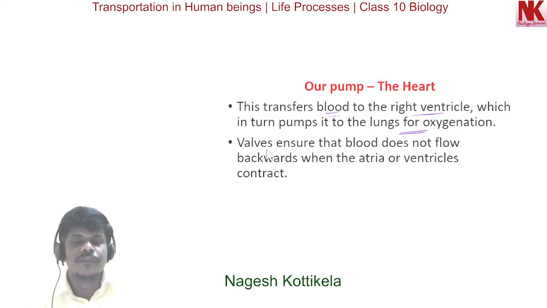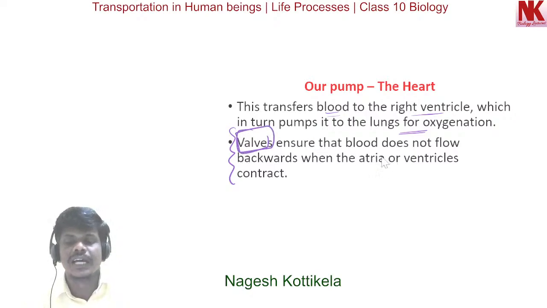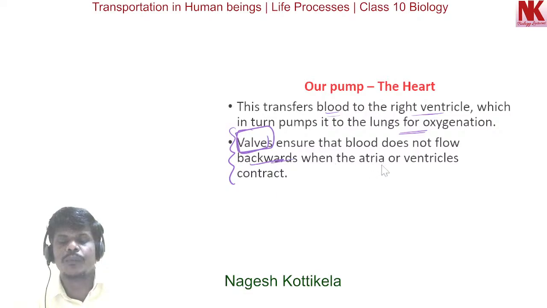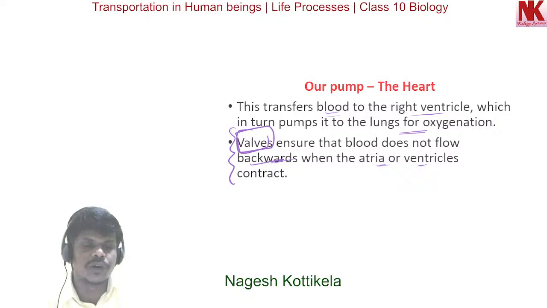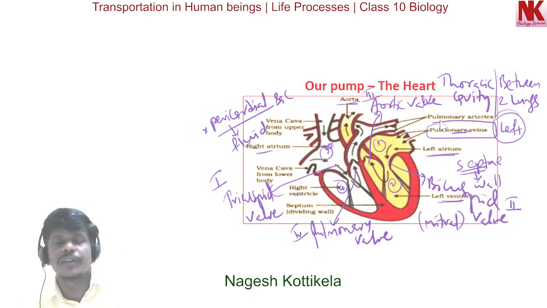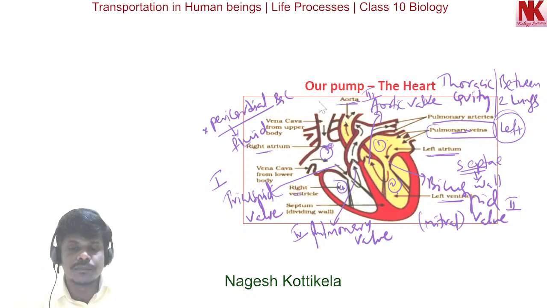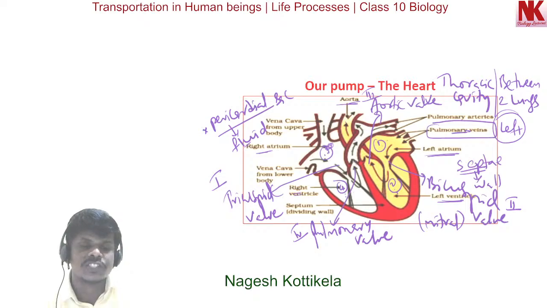Here one very important aspect is that there are valves. These valves ensure that blood does not flow backwards when the atria or the ventricles contract. In this picture once again you can see the oxygenated blood entering into the left atrium, from here into the left ventricle, from here into the aorta. The deoxygenated blood comes into the right atrium, from here into the right ventricle, then into the pulmonary artery, which carries the deoxygenated blood to the lungs for oxygenation. So these are the events that we have discussed till now.